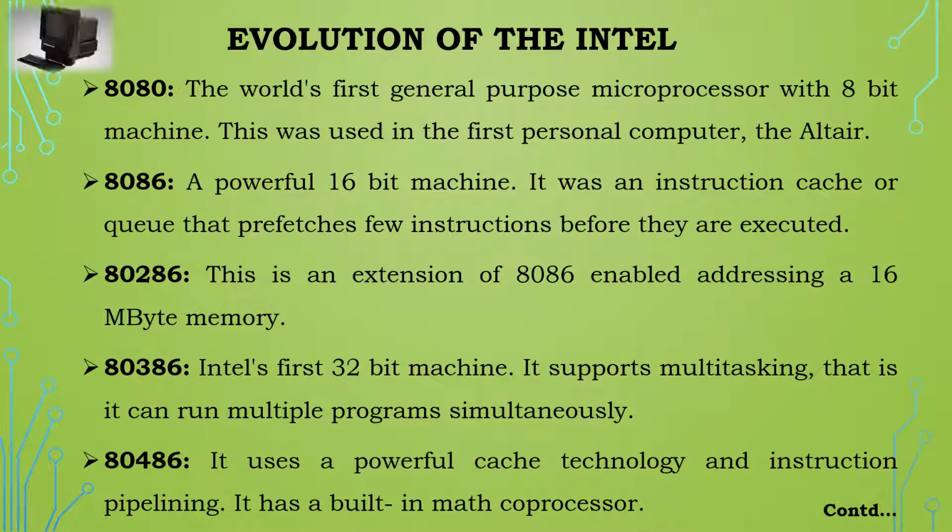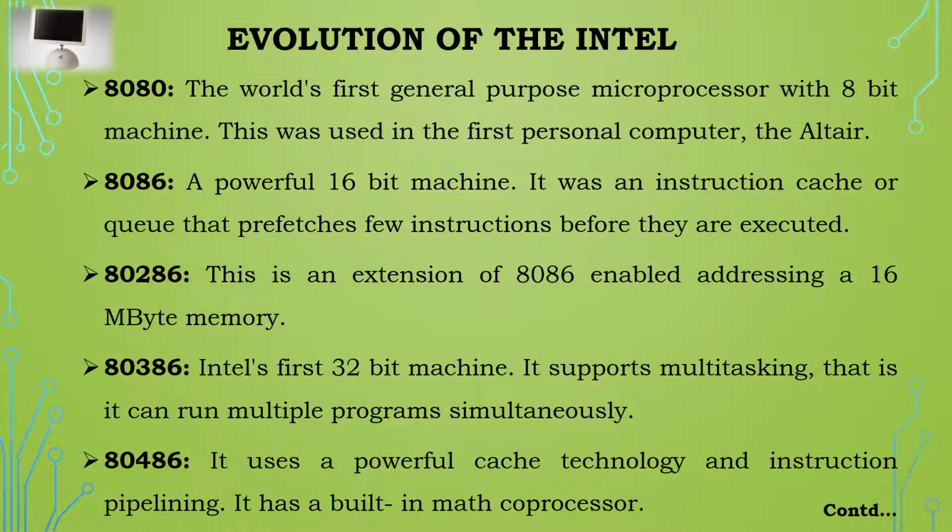80386, Intel's first 32-bit machine. It supports multitasking, that is, it can run multiple programs simultaneously. Multitasking means it enables the performance of more than one computer process at the same time with minimal delay in overall performance and without affecting the operation of each task.